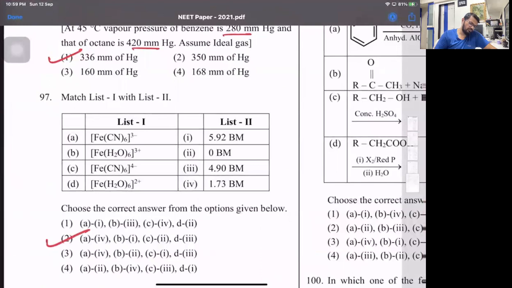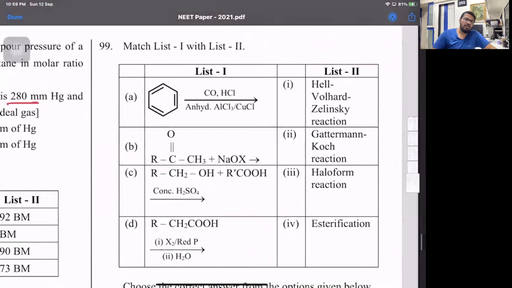That's 97. Now this is a very direct one. Benzene with carbon monoxide and HCl in presence of CuCl or anhydrous AlCl3, that's the Gattermann-Koch formylation. RCOCH3 plus NaOX is a haloform reaction because of 3 replaceable alpha H. Acid plus alcohol in presence of conc. H2SO4 is esterification. And last one, RCH2COOH with halogen in presence of red phosphorus, that's nothing but the Hell-Volhard-Zelinsky reaction.